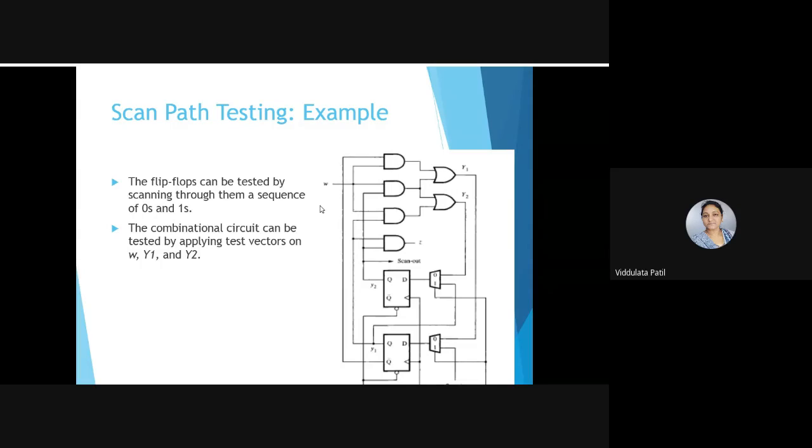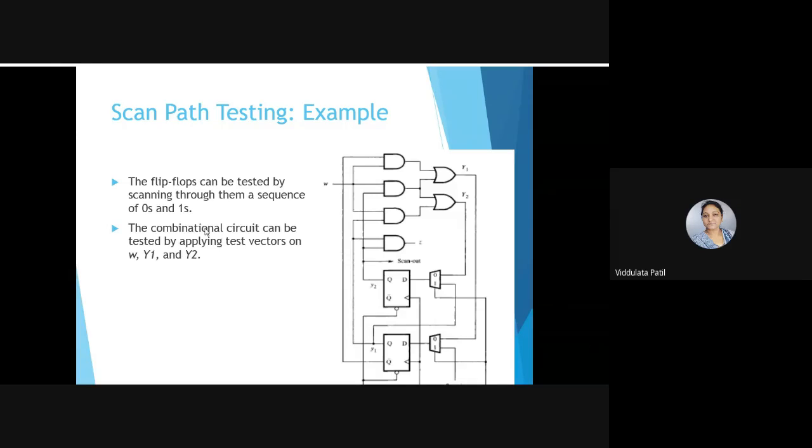So here we can test this flip flop using a zeros and ones sequence, to check whether it is in a proper condition or not. Once we find out that this circuit is working properly, then we can go for the combinational circuit testing. For that we are applying a test vector, that is W, Y1 and Y2.